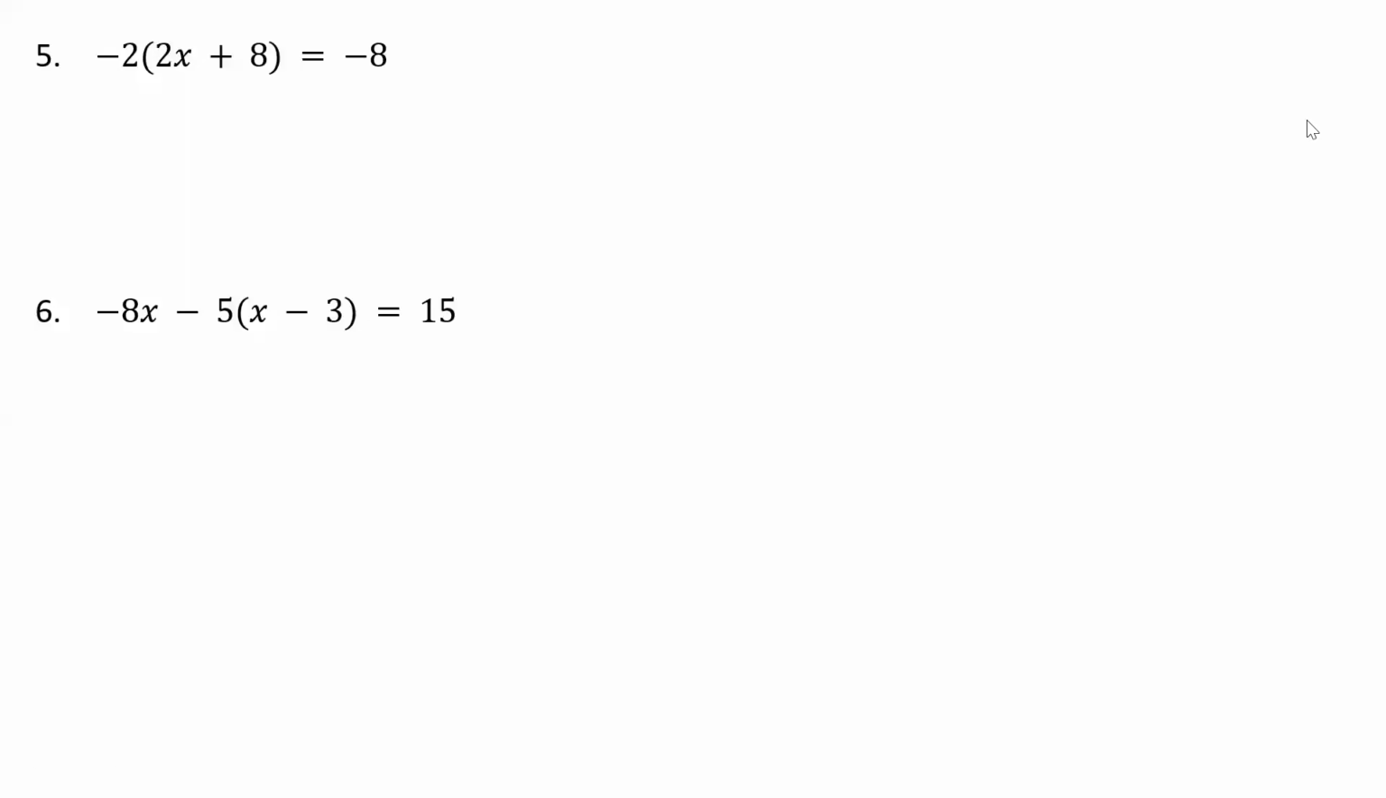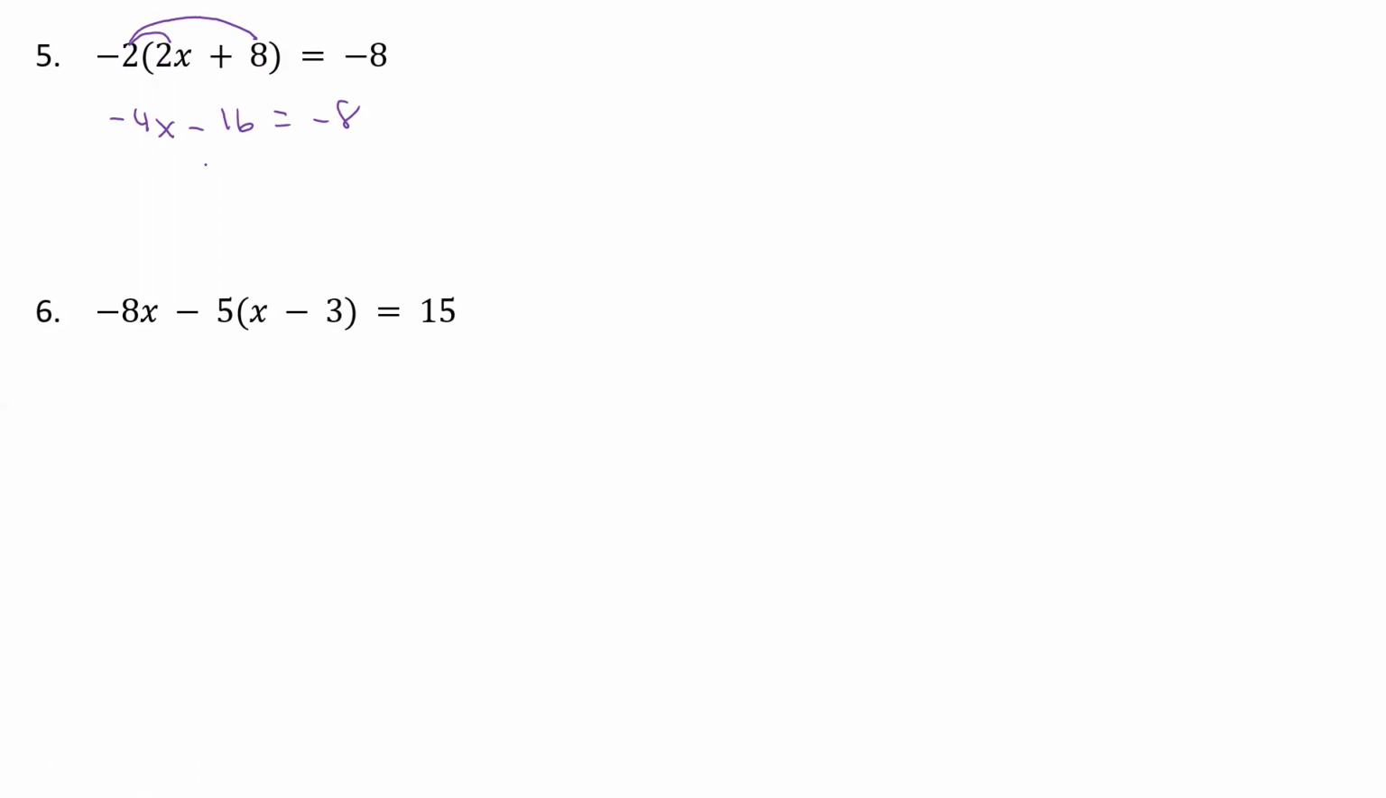All right, so one last batch here. What we're going to do again is distribute to get rid of this set of parentheses. So negative 2 times 2x is negative 4x, negative 2 times 8, negative 16. The right side, no change. Well, now we have x's and numbers, and over here we have numbers.